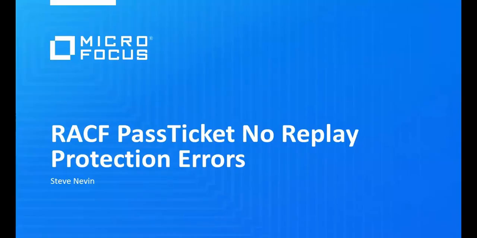This is another in the set of videos designed to assist customers who may encounter problems with the implementation and utilization of RACF PassTickets on their ZMF 8.1 Plus systems. This particular video focuses on PassTicket validation errors, specifically those related to the no replay protection parameter in the CERNET PassTicket data profile. For setup, configuration and PassTicket generation problems, please refer to the first video in this series.